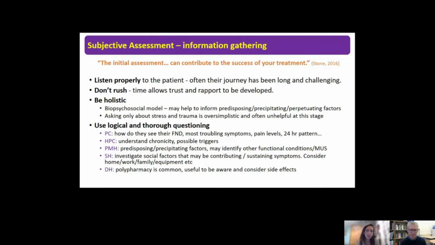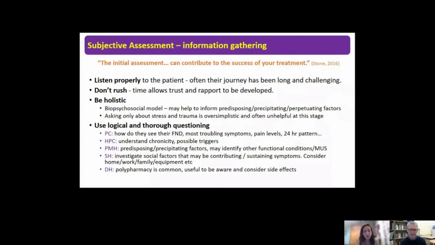Past medical history can start to give you some indication of potentially predisposing factors, and it may also identify other functional conditions that Richard had in that chart at the start of the presentation. And then obviously social history will give you some indication of the social side of things, so you can investigate issues that might be contributing to or sustaining their symptoms, and consider all aspects of their life, including home, work, family, etc.